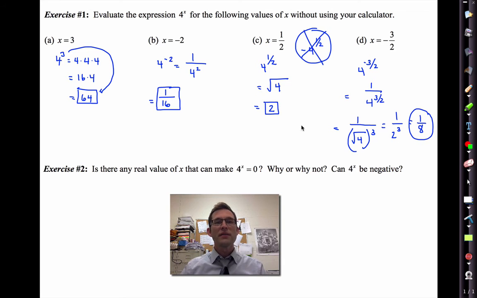Now really, I put in this exercise number 1 specifically so that you can answer exercise number 2. So take a look. Is there any real value of x that can make 4 to the x equal to 0? Why or why not? Can 4 to the x be negative? Pause the video now and consider these questions.